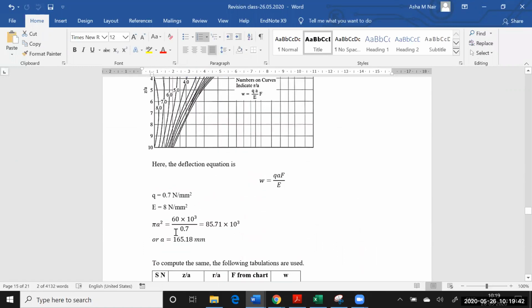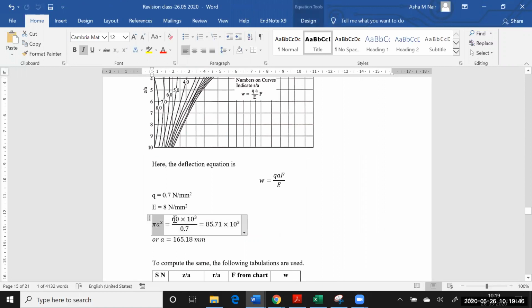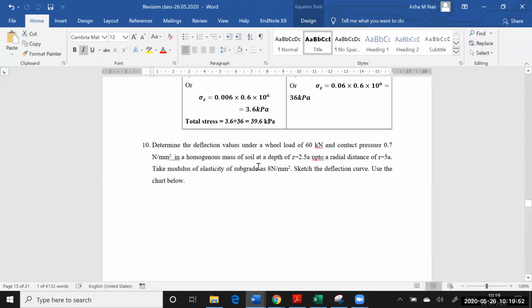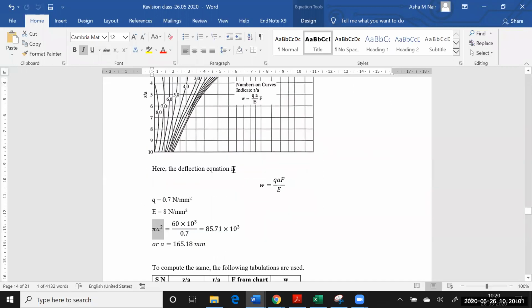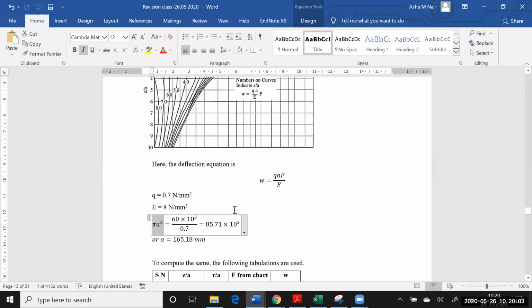You can see here, the contact area pi into a square is equal to 60 into 10 to the power of 3 divided by 0.7, in Newton per mm square. I have not bothered to convert this into meter and all. So finally my answer will also be in meter. That's not what I'm doing. So I will be getting the value for A as 165.18. So I got the value for A.